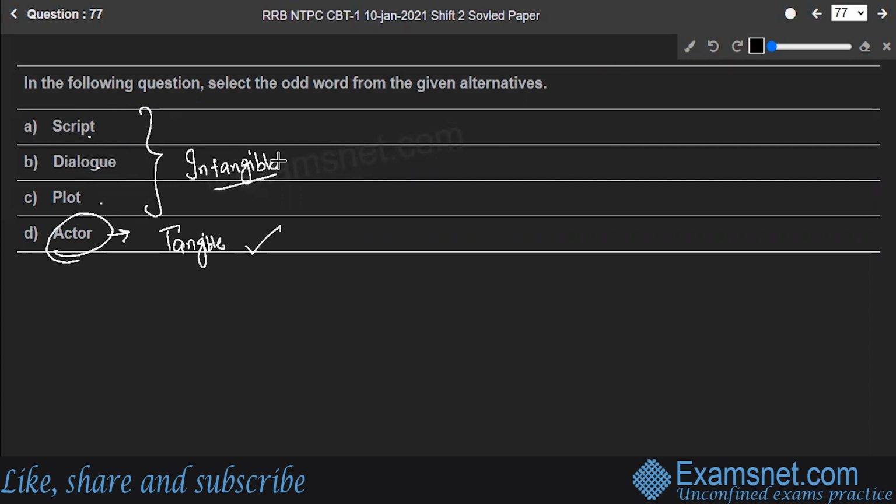Script, these are the things which have to be read. So these are the things that cannot be touched. They do not have a physical existence. Therefore, script, dialogue, and plot are intangible ones. Therefore, actor is the odd one out because it is the only one which is tangible, and option D is the correct answer. Hope you understood this.